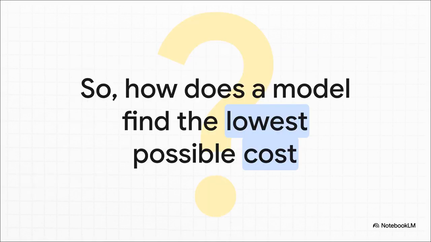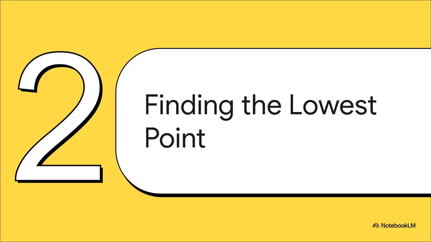Right, so how does it do that? If the model is essentially flying blind, how does it know which direction to go to find that lowest error? It can't see the whole picture at once. Instead, it has to feel its way forward, one tiny little step at a time. And this is where the classic analogy for gradient descent comes into play. To find that lowest point, just imagine you're standing blindfolded on a giant hilly landscape. Your only job? Find the very bottom of the deepest valley around.